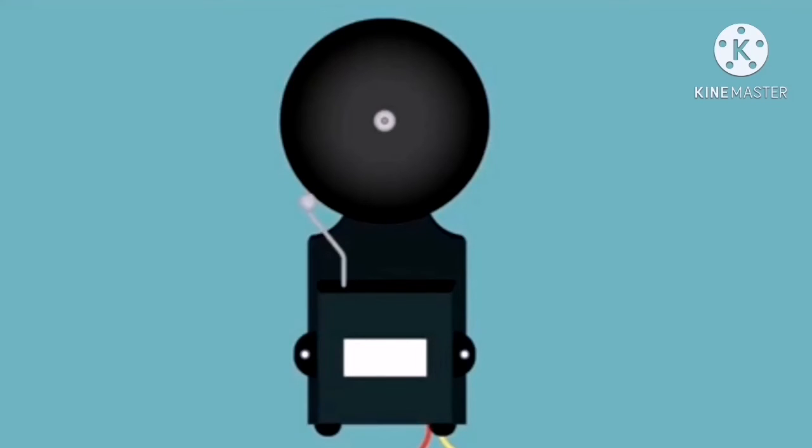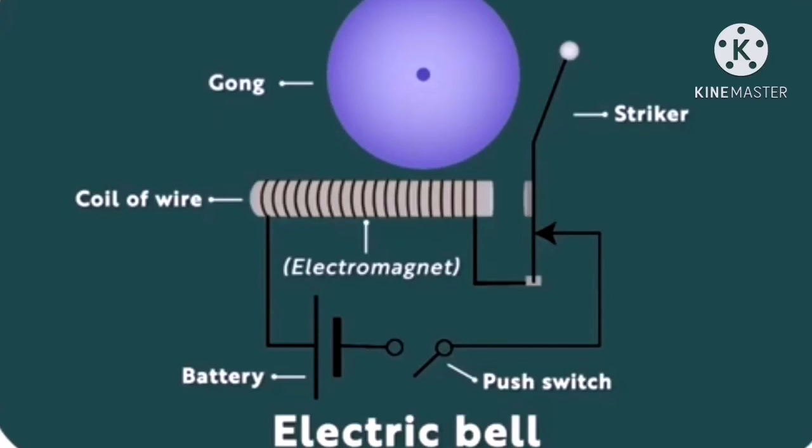Now students, let's learn something about the electrical bell. This is the picture of an electrical bell. We can see this type of electrical bell in so many places. Now see this picture very carefully. An electric bell consists of a push switch, battery, electromagnet, coil of wire, gong and striker.